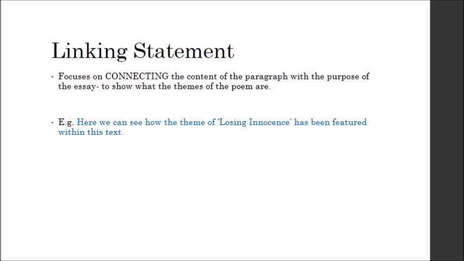Now, the linking statement, the section after this, is pretty simple. Okay, what I really want to do is connect this to what this paragraph is all about. Now, the topic sentence, or I should say the essay topic, is to show the intended messages in this poem. Okay, so I think it's something like that, like what are the intended messages of this poem? Okay, so you notice that I've said here we can show how the theme, now theme is another word for intended messages, okay, we use it a lot. So here we can see how the theme of losing innocence has been featured within this text. Okay, really simple statement, but it just makes that connection to what I'm supposed to be doing. Okay, it keeps it relevant, it maintains the direction of my discussion.